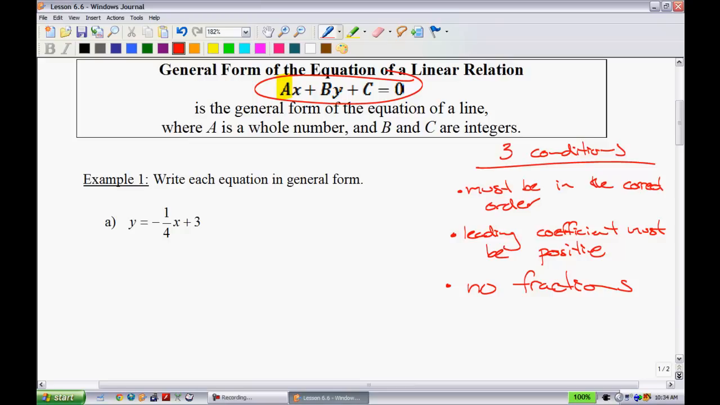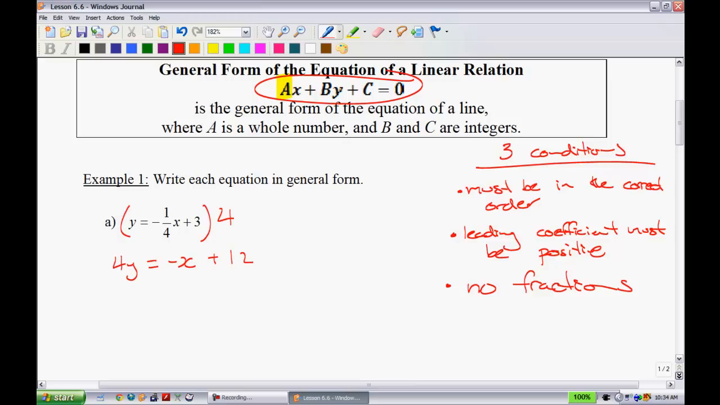Right here I see I have fractions, it's definitely not in the right order, and I see that the leading coefficient of the x is negative, so that's a problem. It's up to you what you want to get rid of first. I normally like to get rid of my fraction, so I'm going to multiply everything by 4, and you'll see when I multiply everything by 4 the fraction is going to go away. I get 4y is equal to negative 1/4 times 4 just gives you negative x, or negative 1x, plus 12. So I've accomplished the no fractions.